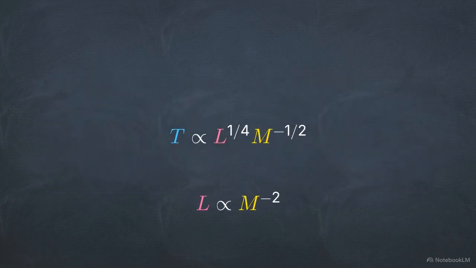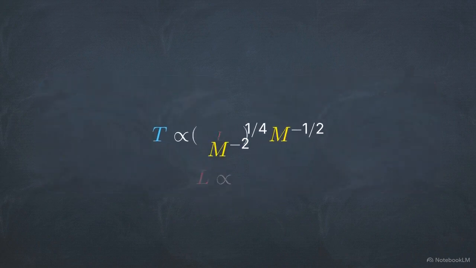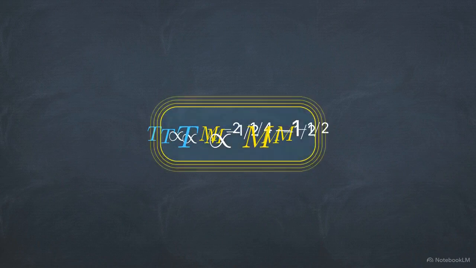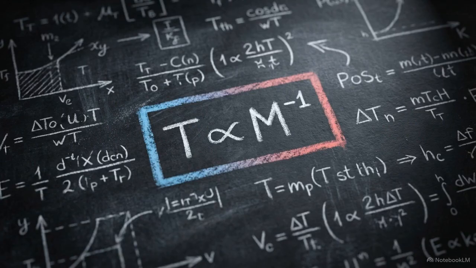We return to the geometric scaling relation. We substitute the semi-classical evaporation term into the luminosity variable. Multiplying the exponents reduces it to mass to the negative 1/2. Combining the mass variables reveals the final rule. Temperature is proportional to mass to the minus 1. This is the Hawking mass scaling.